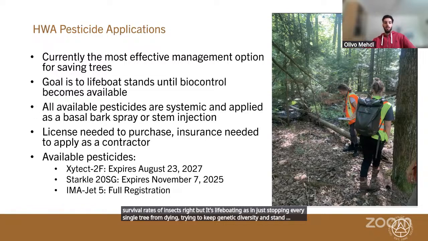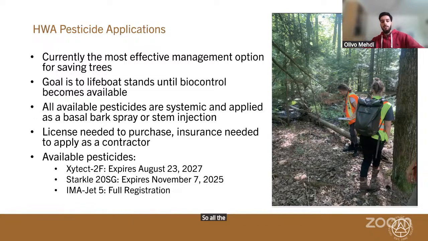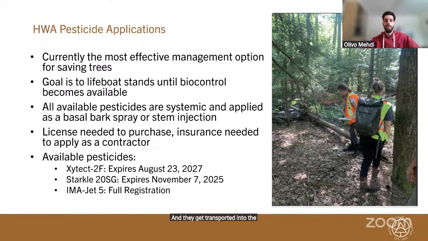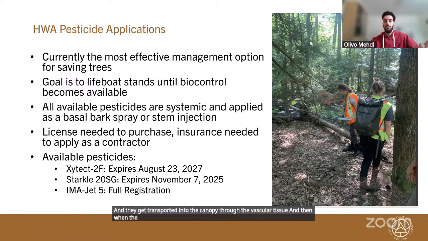So all the available pesticides are systemic and they're applied either as a basal bark spray or a stem injection, and they get transported into the canopy through the vascular tissue. And then when the HWA feeds, it's a toxin that kills them, and it's pretty specific, like it targets them exactly, rather than other things interacting with the tree.